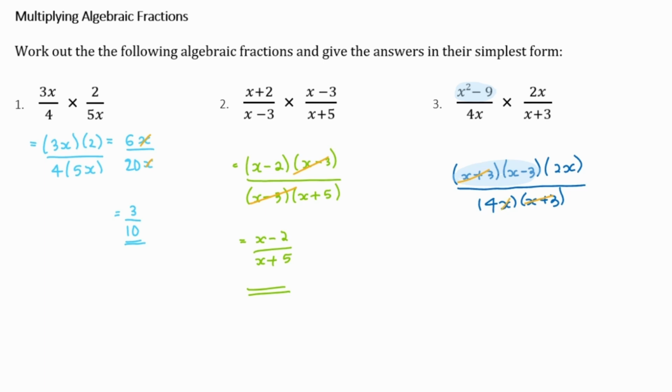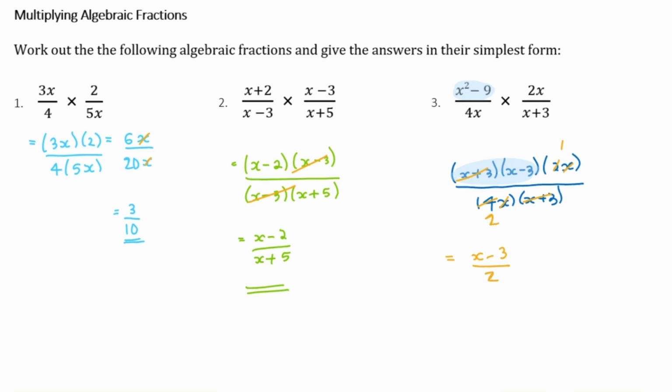We've then got x in both the denominators, so we could cancel those out. And then we've got 2 and 4, and the highest common factor of 2 and 4 is 2. So we can divide 2 by 2, which gives us 1, and 4 divided by 2 gives us 2. We are then left in the numerator with x minus 3, and in the denominator 2. And that is our final answer for number 3 in its simplest form.